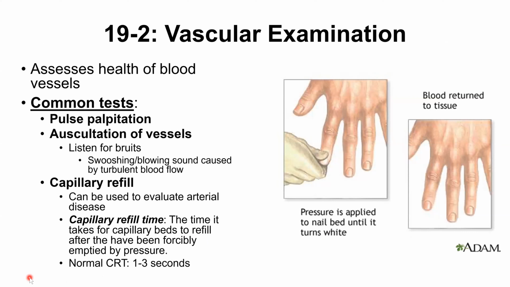All right, so moving on to the next topic: vascular exams. So vascular exams basically tell us how healthy the blood vessels are. And there's a lot of different ways to assess this, one of them being pulse palpation. Obviously, if there is a missing pulse in an extremity or in some location, that would mean that there's an obstruction of blood flow that we would need to restore. Also, you can auscultate vessels and listen for what we call bruits, which are these swishing, blowing sounds that are caused by turbulent blood flow.